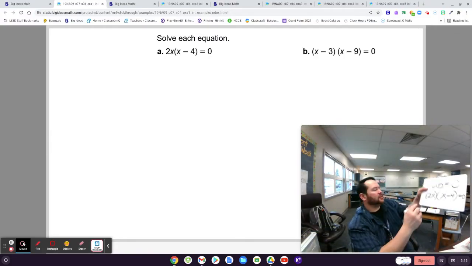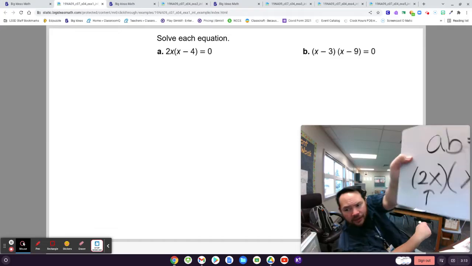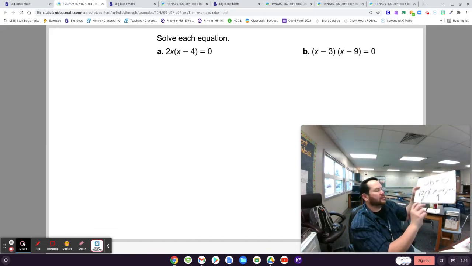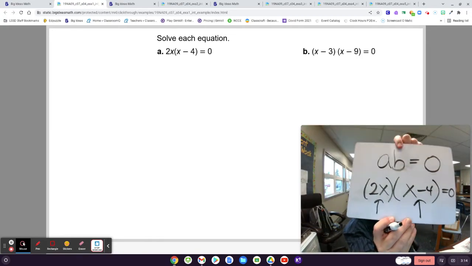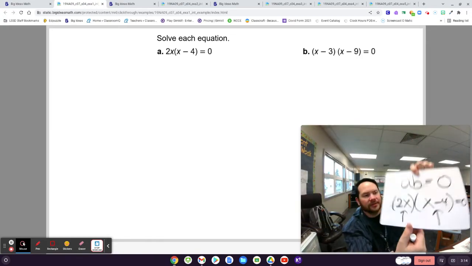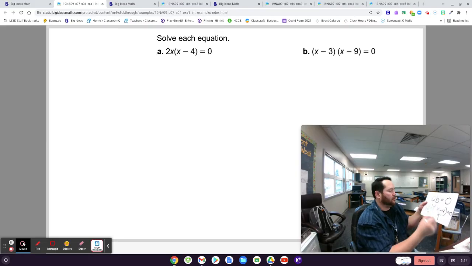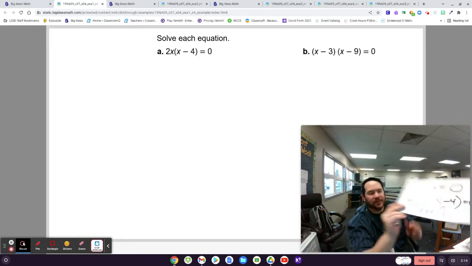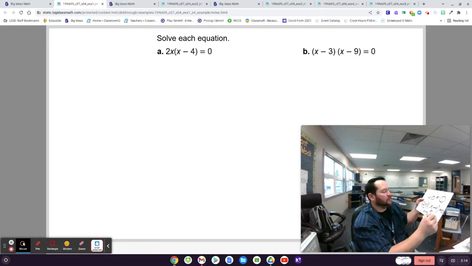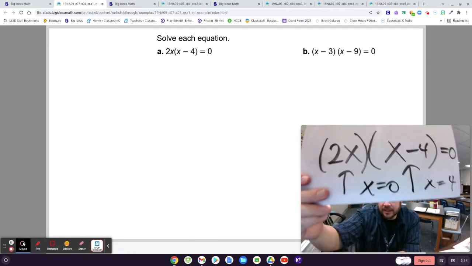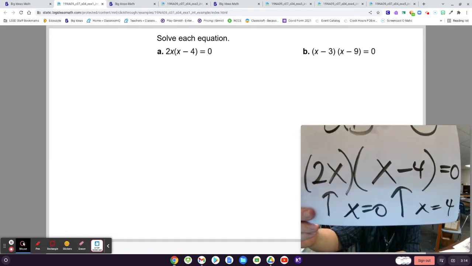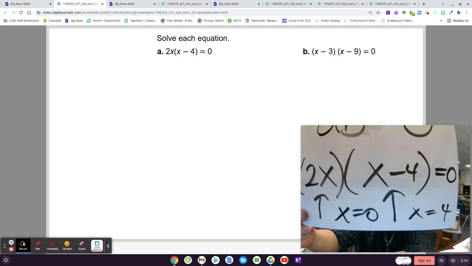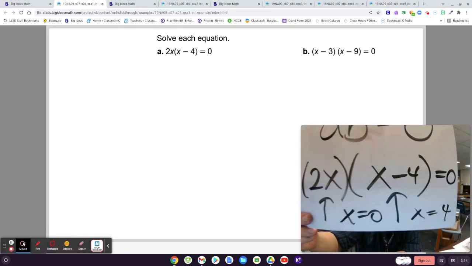So it either means that 2x equals 0, or it means that x minus 4 equals 0. For this 2x, if x were 0, that would be one solution. The other solution is if x equals 4, because then 4 minus 4 is 0 for one of my factors, and I end up getting a product of 0. So there are two answers for this one, 0 or 4.